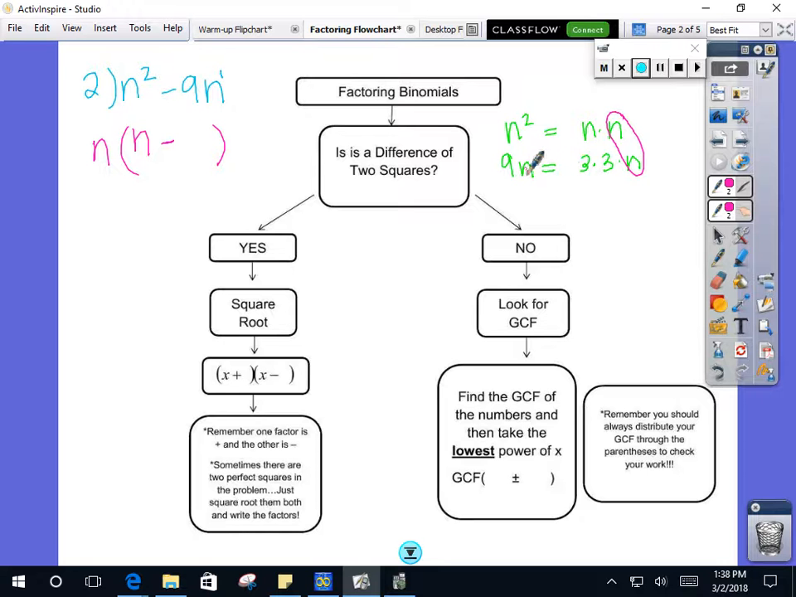And from the 9n, what remained? 9. Because think about it. If you have a 9n and all you pull out is an n, doesn't the 9 remain? And so that's the answer.